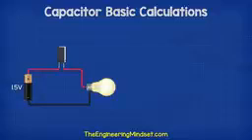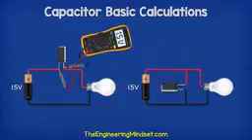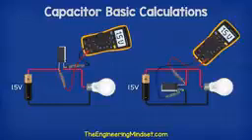We know that the capacitor will charge up to the voltage of the battery. So if we connect a capacitor like this, what will the voltage across the capacitor be? It will be 1.5 volts. If we connected a capacitor like this, what will the voltage be? It will also be 1.5 volts.